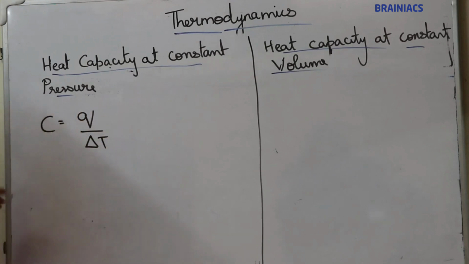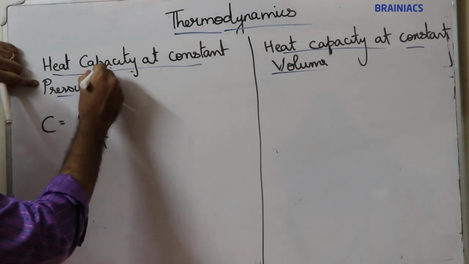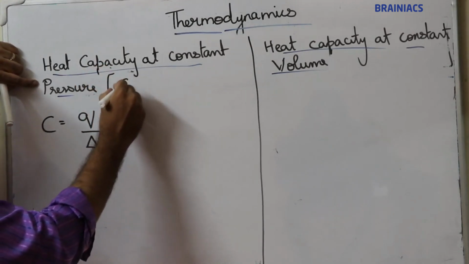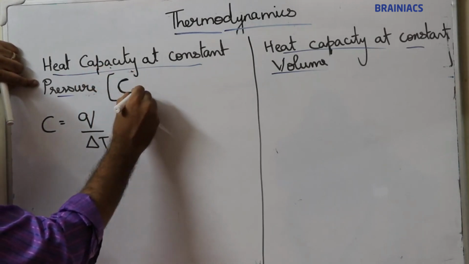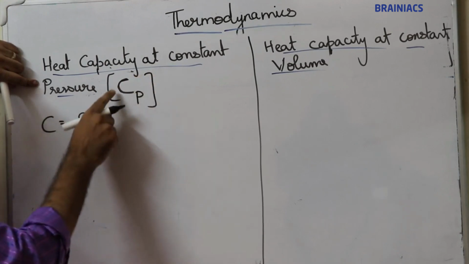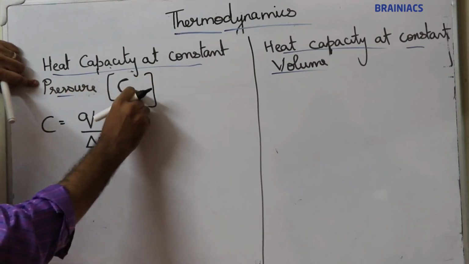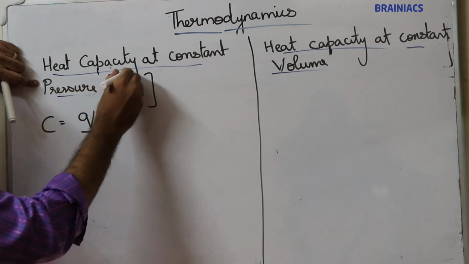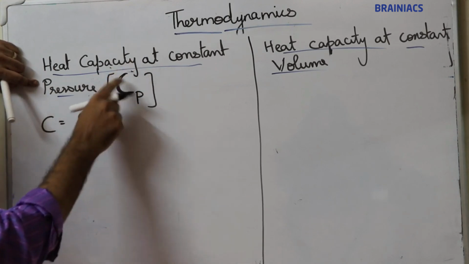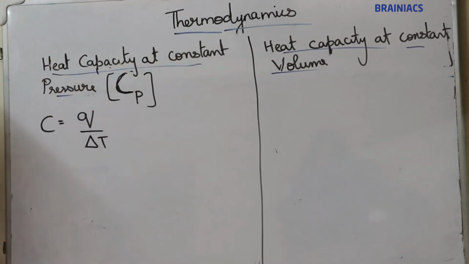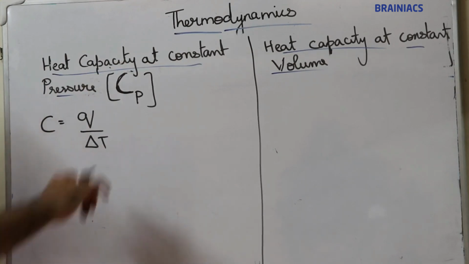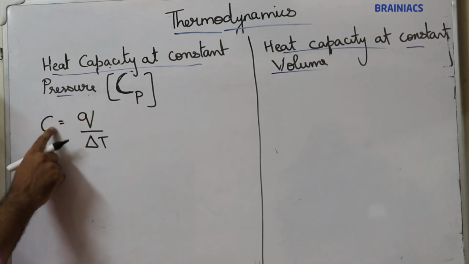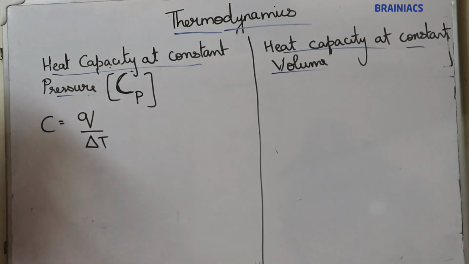Right. Now heat capacity at constant pressure. Heat capacity is C. Now at constant pressure you can write it as Cp. Since pressure is constant, you write that pressure as a subscript. So Cp means heat capacity at constant pressure. Okay, now we know that C is equal to Q by delta T. Heat capacity is equal to Q by delta T.